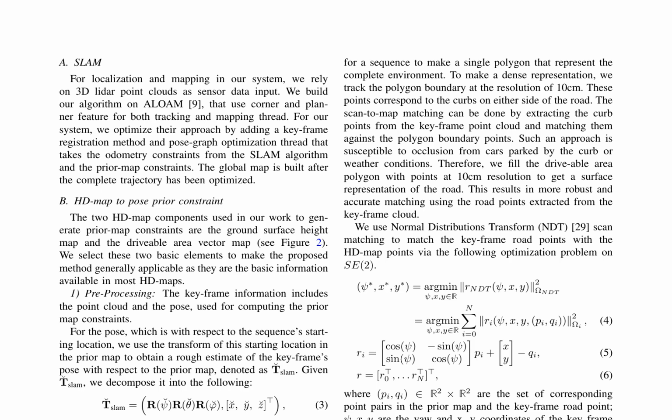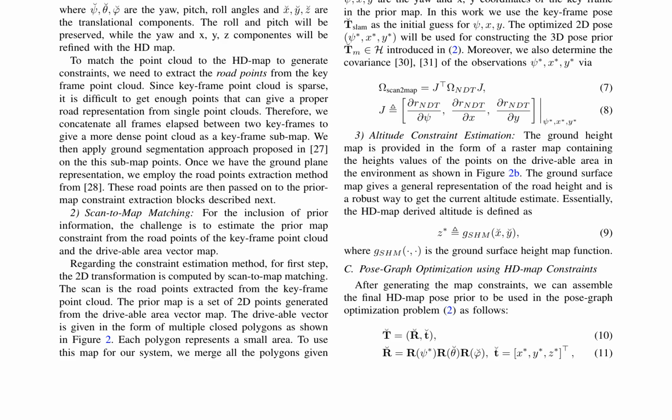In preprocessing, keyframe information is used to compute prior map constraints, and the pose is decomposed into yaw, pitch, roll angles, and translational components. Scan-to-map matching involves computing a 2D transformation by matching road points from the keyframe point cloud to the drivable area vector map using normal distributions transform (NDT) scan matching. The optimized 2D pose is used to construct the 3D pose prior, and the covariance of the observations is determined.